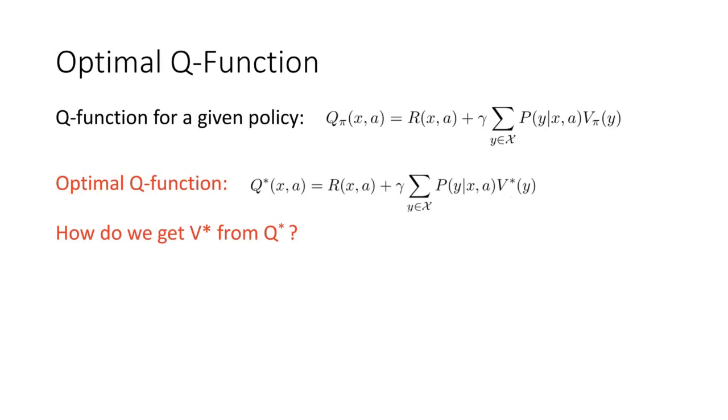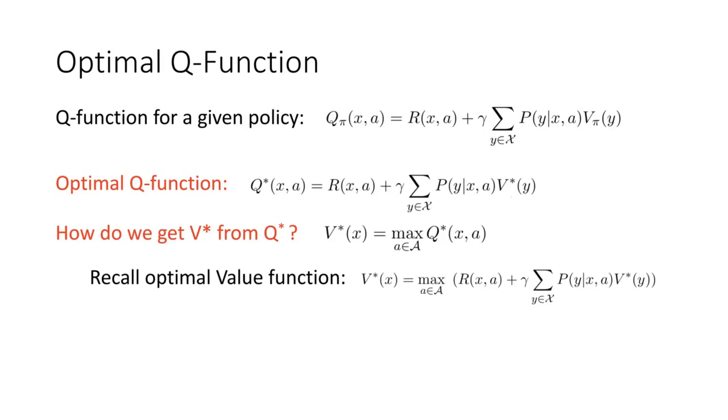So given V star, we know how to compute the optimal Q function. Now, given Q star, how do we compute the optimal value function? That is very easy. So clearly, given Q star, you want to take the best action, not arbitrary action, and that is going to get you the optimal value. So that is straightforward.